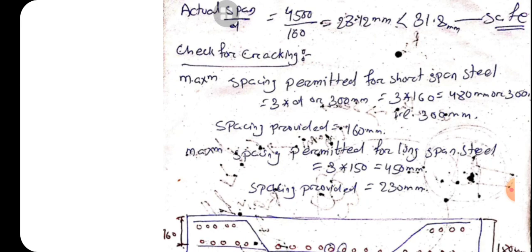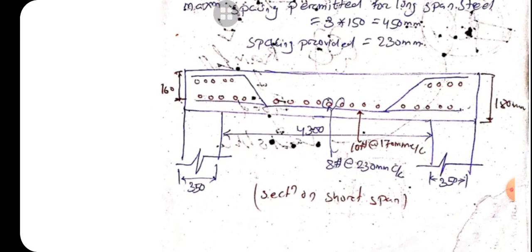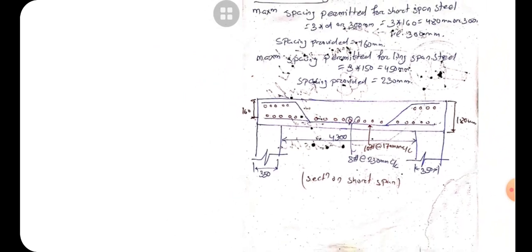For LY direction, that is for long span, this will be 3D or 300 mm again. Why we are taking both 3D and 300 mm? Because both the directions are primary directions for us. Nothing is a main steel and nothing is a distribution steel. For two-way slab, both are main steel. Then this is the detailing of the two-way slab we have designed.